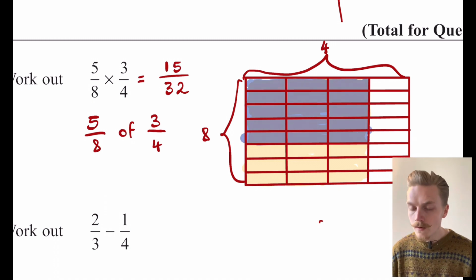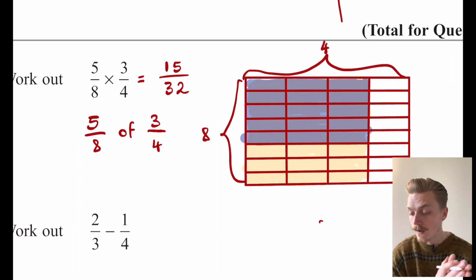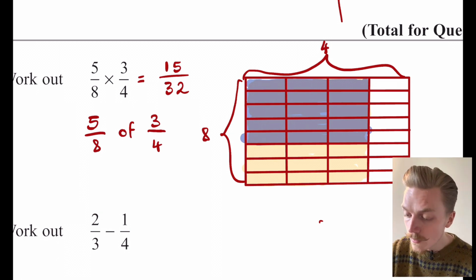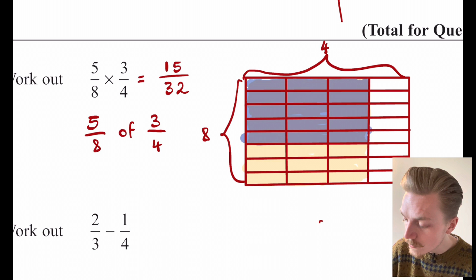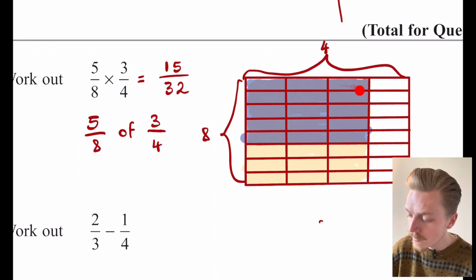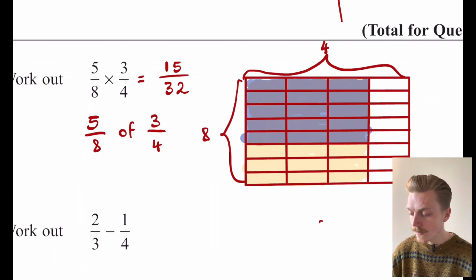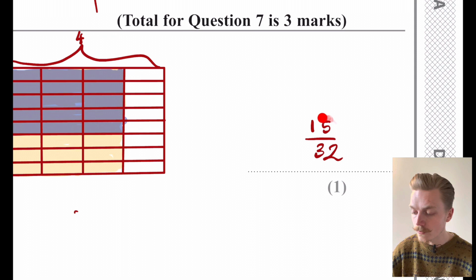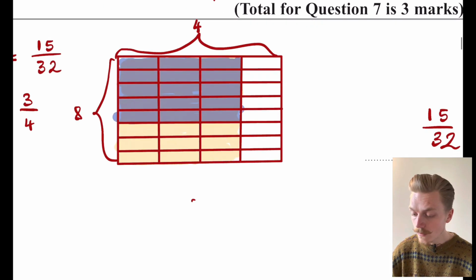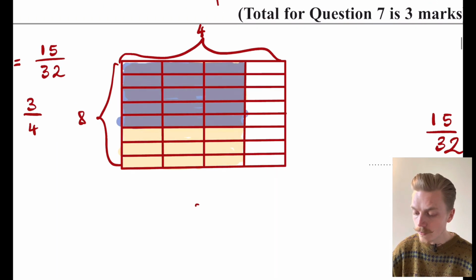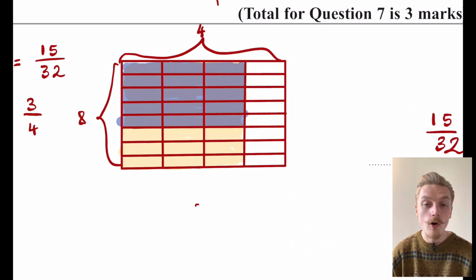Okay? And now we just need to work out, well, what fraction is that of the whole thing? And if we have a count, there is 1, 2, 3, 1, 2, 3, 4, 5. So this box here, the blue box, is 3 by 5. So there's 15 blue boxes. So that's where the numerator comes from, the 15. And the denominator comes from, well, how many boxes are there all together?